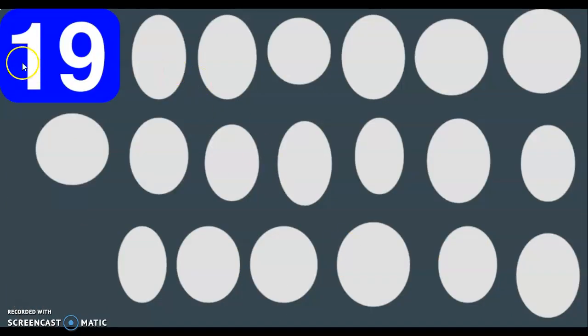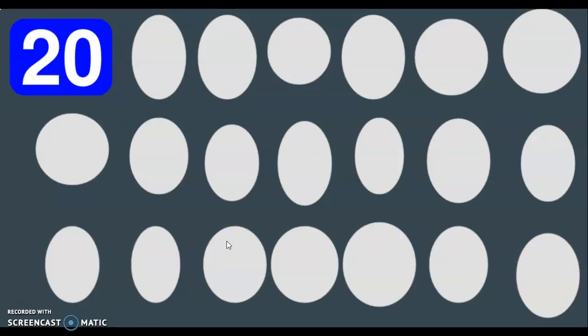And then we have the number 19 that comes after the number 18. So we'll count, make sure we have 19 circles. So 19 is one more than 18. We have 1, 2, 3, 4, 5, 6, 7, 8, 9, 10, 11, 12, 13, 14, 15, 16, 17, 18, and one more makes 19.